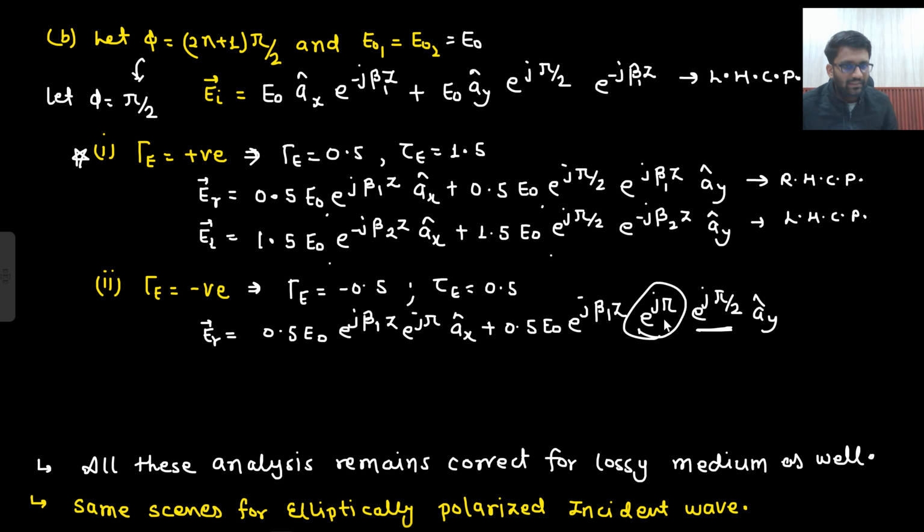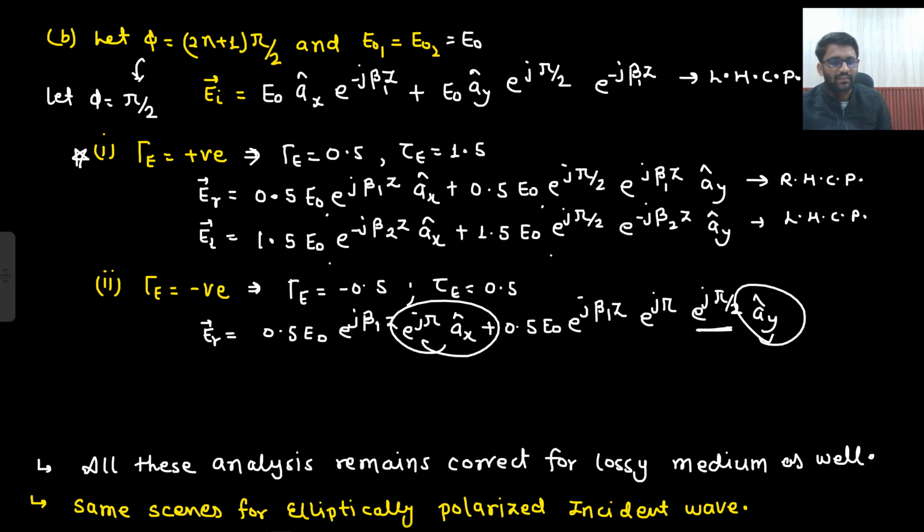Now this is the extra phase that is coming because of the reflection coefficient. That means they are changing their direction. Now this one is along x, this is along minus x, and this is also along minus y as well. Minus y and minus x.